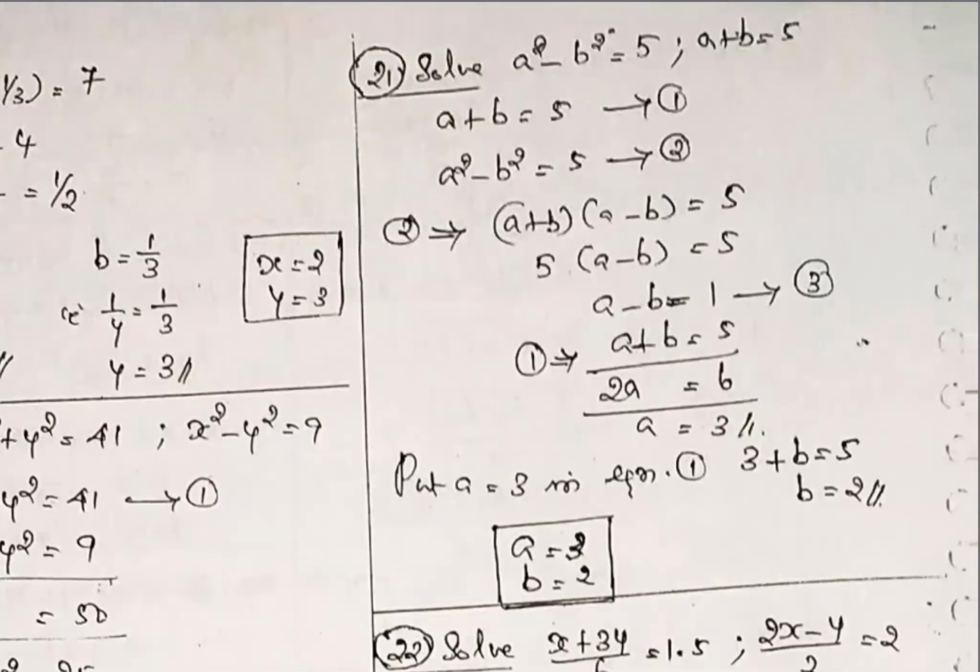Number of times repeated in the examinations. a square minus b square is equal to 5. a plus b is equal to 5. A plus b is the given data, a plus b is equal to 5, one equation given. a square minus b square is equal to 5, second equation. We know the formula for a square minus b square. Apply the formula: a plus b and a minus b is equal to 5. Substitute the first equation value, a plus b is equal to 5. You are getting a minus b is equal to 1 as a third equation.